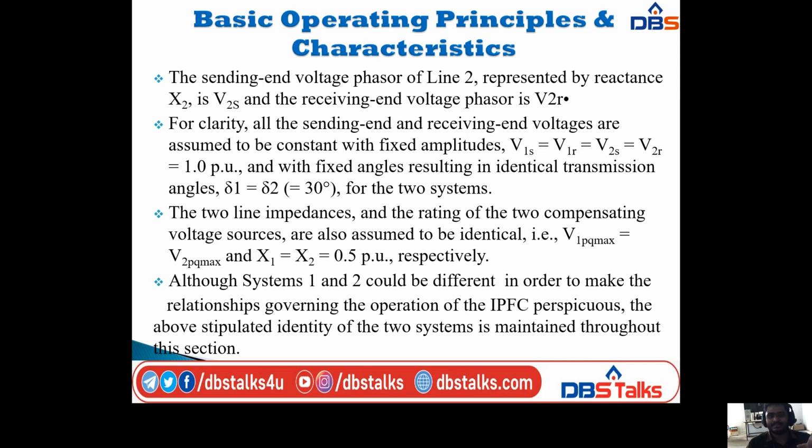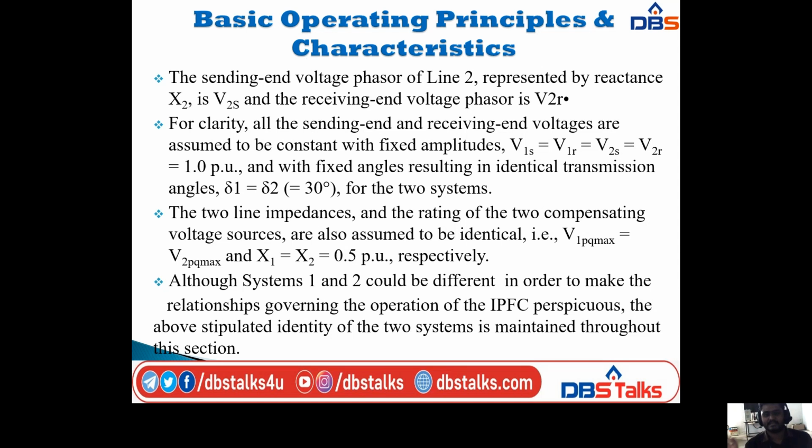all the sending end and receiving end voltages are assumed to be constant with fixed amplitudes, that is V1S equal to V1R, equal to V2S, equal to V2R, and those are all equal to the same value, that is 1 per unit, which is constant. And with fixed angles resulting in identical transmission angles, that is delta 1 equal to delta 2, equal to 30 degrees for the two systems.